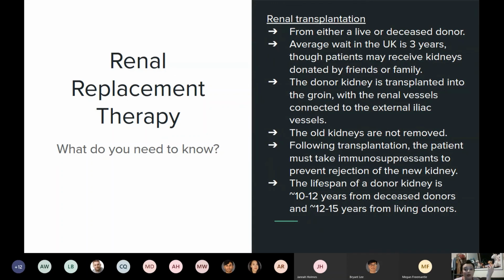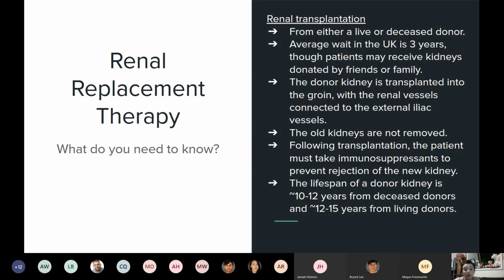It can be from a live or deceased donor. Hopefully you're all aware that there's been a change to organ donation where now it's an opt-out scheme, so hopefully that will increase the amount of kidneys available. The donor kidney is put into around the groin area. I'll show you a diagram in a moment. The renal vessels are connected to the external iliac vessels. So you're essentially adding in a kidney to a new position. You don't remove the old kidneys, mainly because you don't need to. And what's the point in having a bigger surgery than you have to?